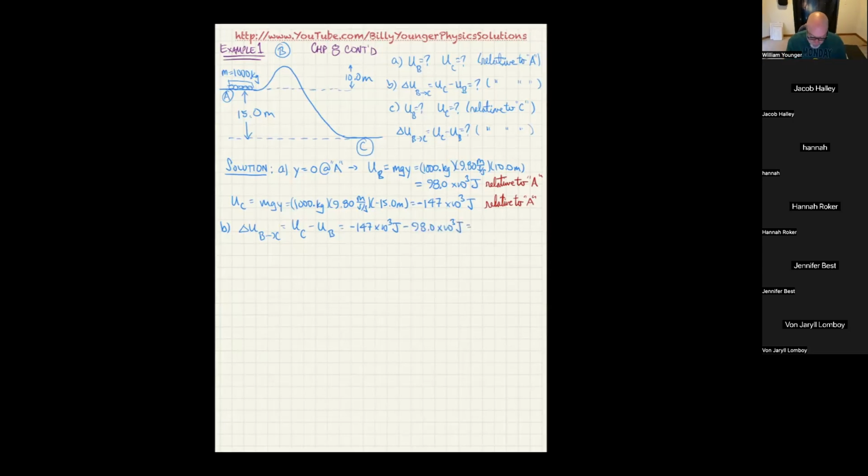So we get negative 147 minus 98. That's negative 245 times 10 to the third joules. Now, technically speaking, the way that worked out is we had 3 sig figs at the top. We had 3 sig figs on the second line as well. Yeah, I guess it does have to round off to the nearest whole number. So okay, whole number past the mantissa, that is. So those are our actual answers. Anybody have any questions for that?